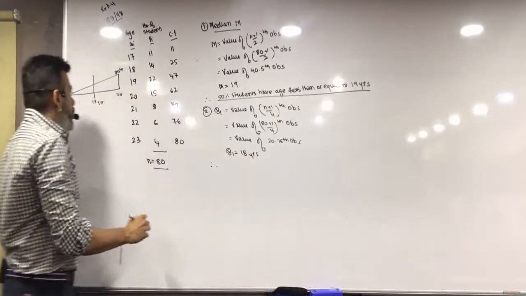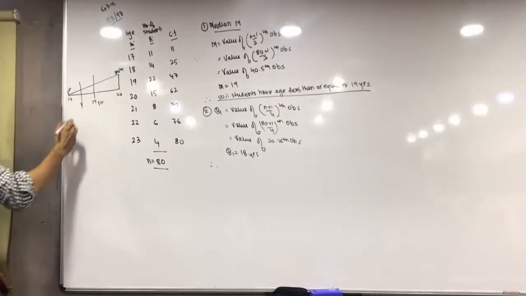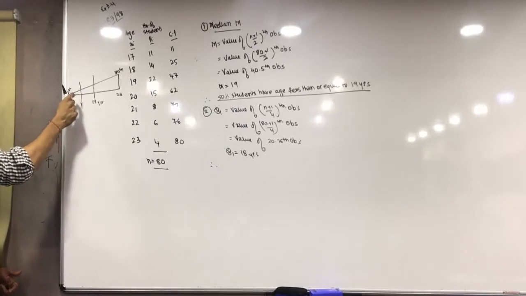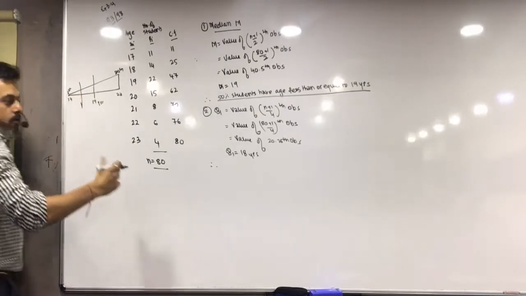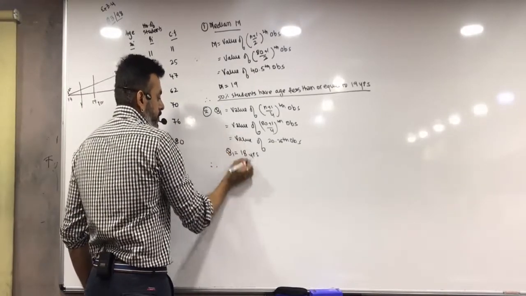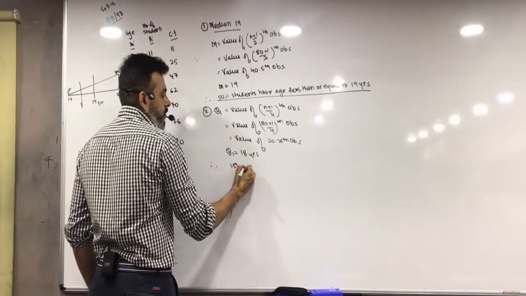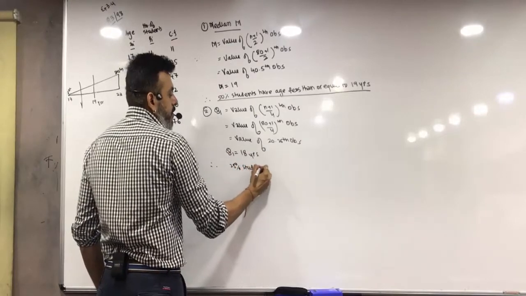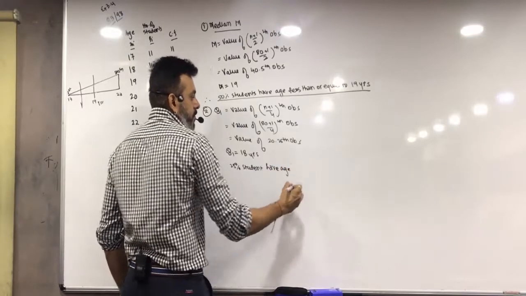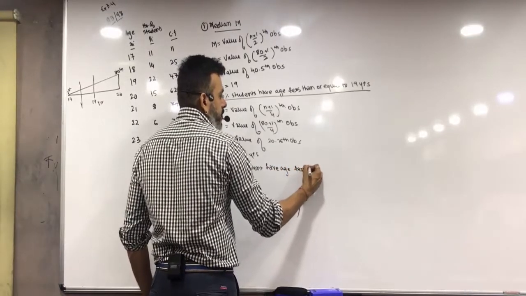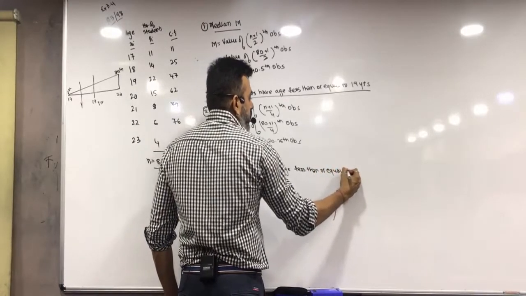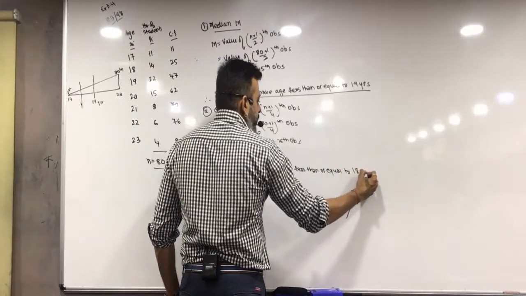Therefore, now Q1 comes over here, 25%. Q1 is quarter 1. So I'll say 25% of students have age less than or equal to 18 years.